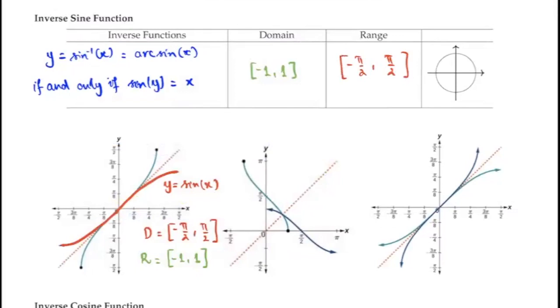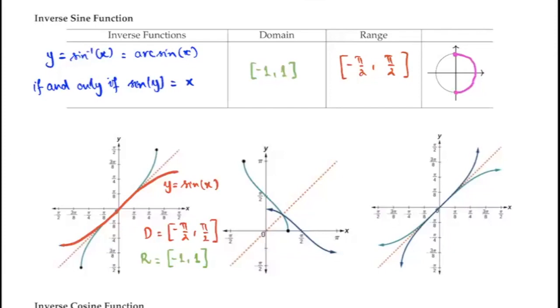Now, how could you locate this on the unit circle? So you start with negative pi over 2. This is where you have negative pi over 2, including the endpoint. And you go to the right half of the unit circle. Right. So that is the part of the inverse function, or inverse sine function.